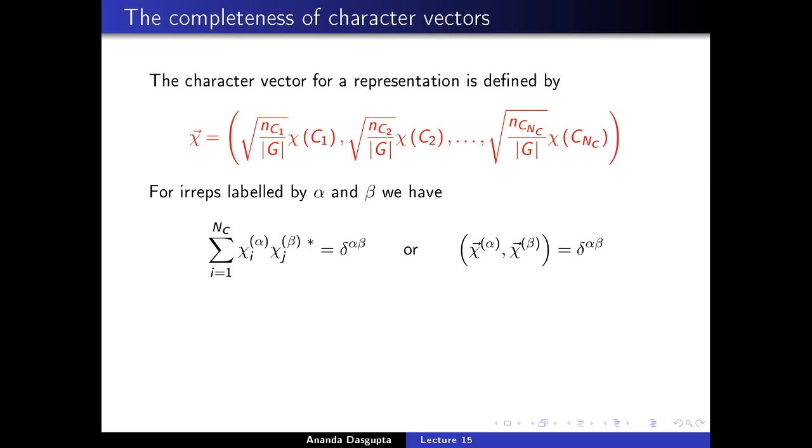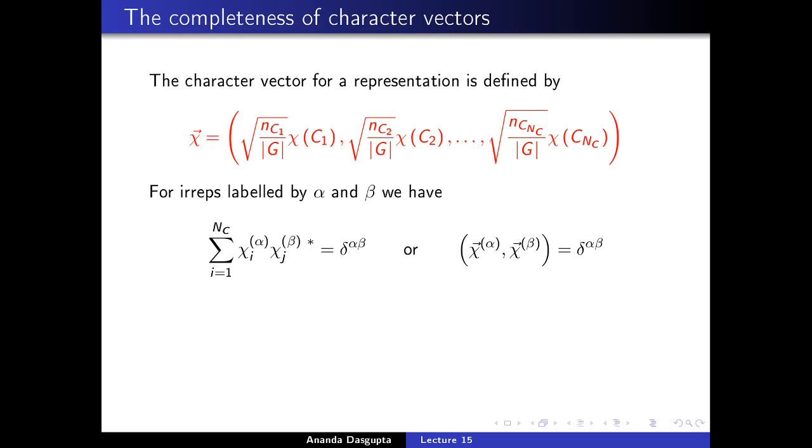But be that as it may, the upshot is the character vectors for irreducible inequivalent representations are orthogonal to each other. At this point, I think I should warn you that I have been guilty of changing my notation here. In the last lecture, I had referred to this particular inner product using the chi alpha dot chi beta notation. I had used the standard dot product notation for the inner product.